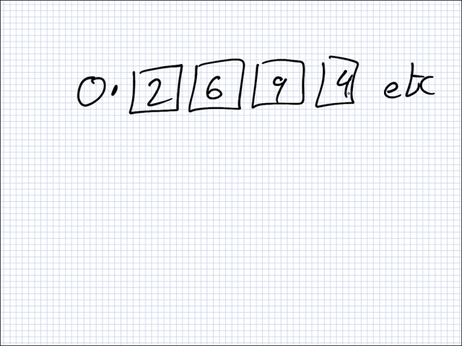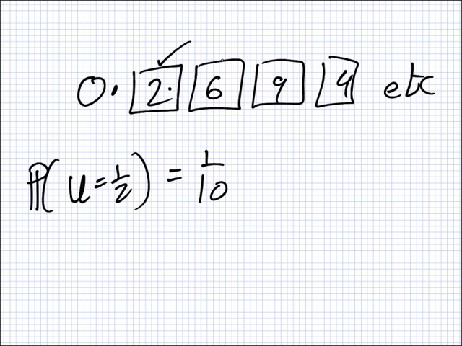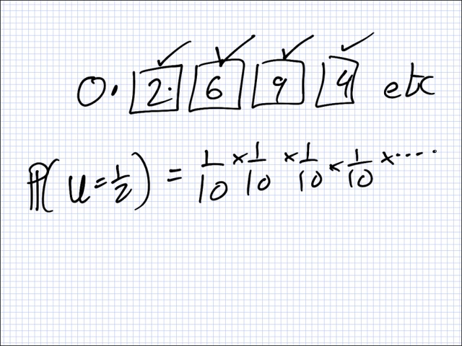So my question is, what is the probability that u equals a half? If you want to get a half, what will you need the first digit to be? 5. What's the chance of getting a 5 here? 1 over 10, because you can count 0. What will the next digit need to be if you want to get a half? 0. What's the chance of getting a 0? 1 over 10. What will the next one be? Now this continues forever. So this is 1 over 10 to the power infinity. And what does that equal? 0. So it's impossible to get a half.